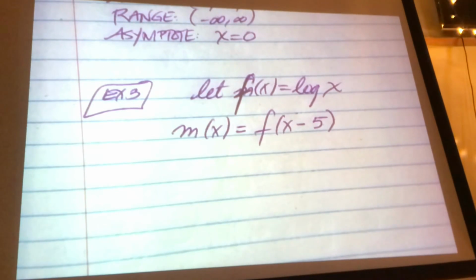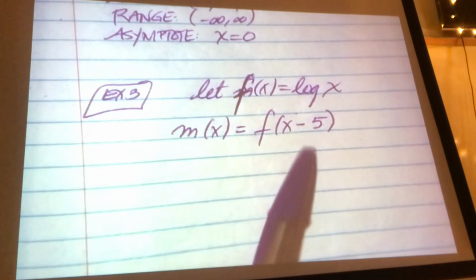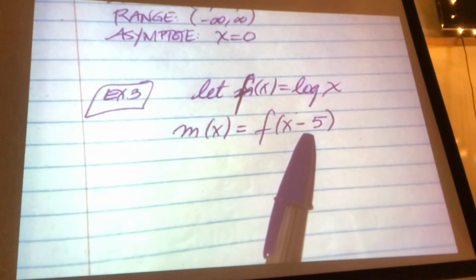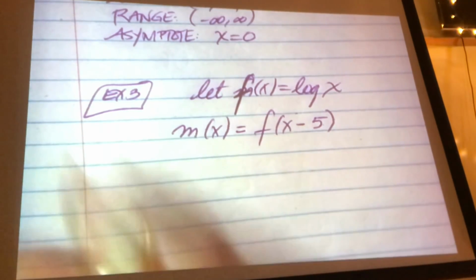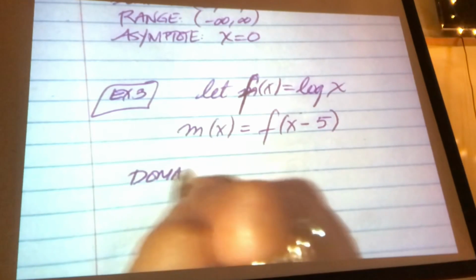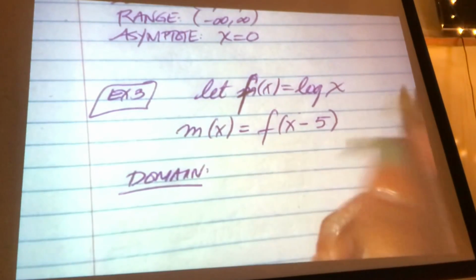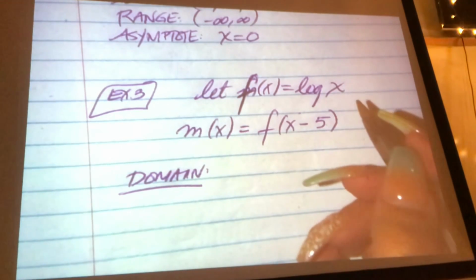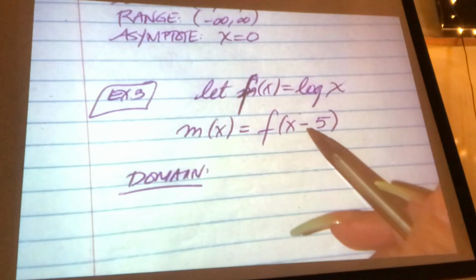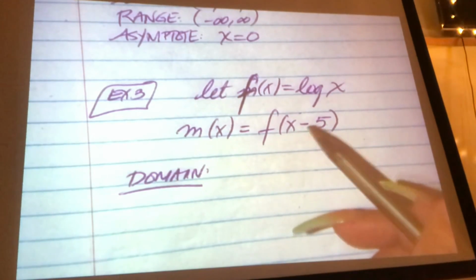This time, what's changing? Why is the domain changing? Because it's inside the argument. Did I go right or left? I went to the right 5 units, right? So help me out. What would the domain be? Daisy, can you tell me? If it starts at 5 this time, it doesn't start at 0. Where does it start? 5 or negative 5? 5. Very good. It starts at 5 this time. So what's your domain?